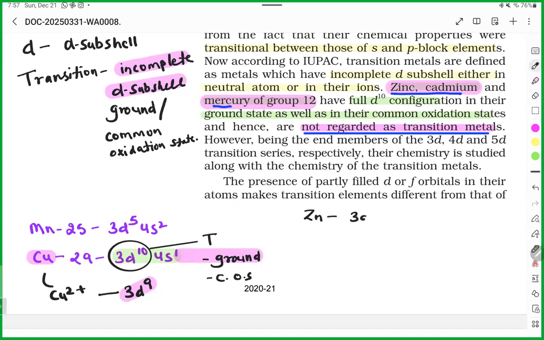But if you take zinc, it has 3d10 4s2. The common oxidation state is zinc 2 positive, still 3d10. Is it an incomplete d subshell in both the common oxidation state and the ground state? No, sir. So can we say this is not a transition element? Yes. Makes sense? Any doubt? No, sir. Understood. No doubt.